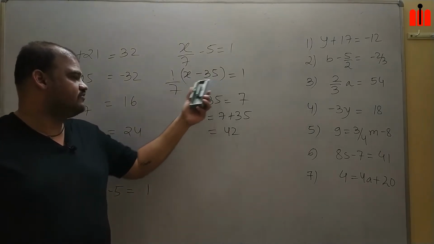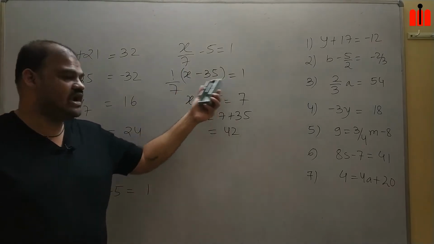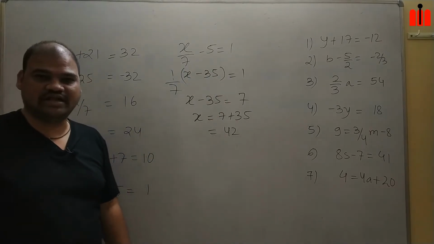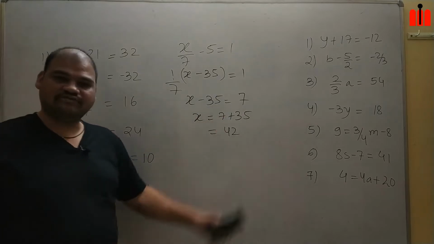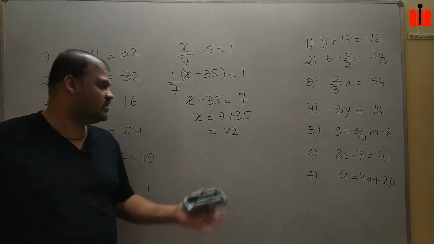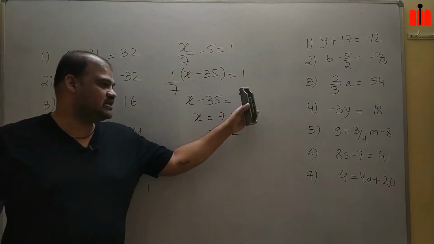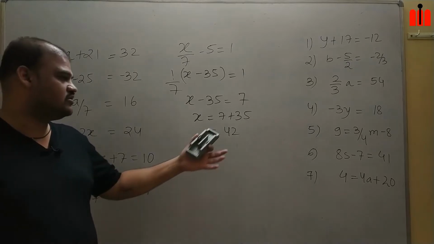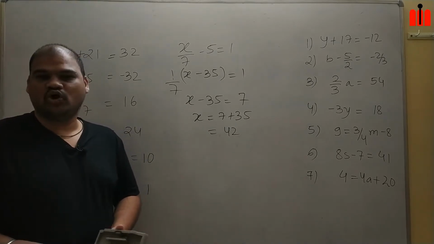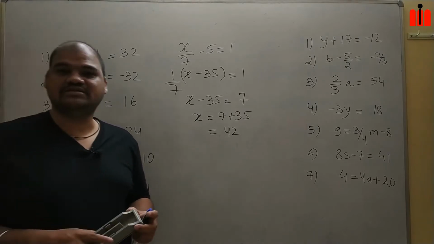Now x minus 35. Now 7 will go to the RHS, because 1 by 7 is the entire factor of x minus 35. So x minus 35 will be equal to 7. So x will be equal to 35 plus 7, which is 42. Because 35 is in negative subtraction, it will become addition on the RHS. Okay, so this completes this section.